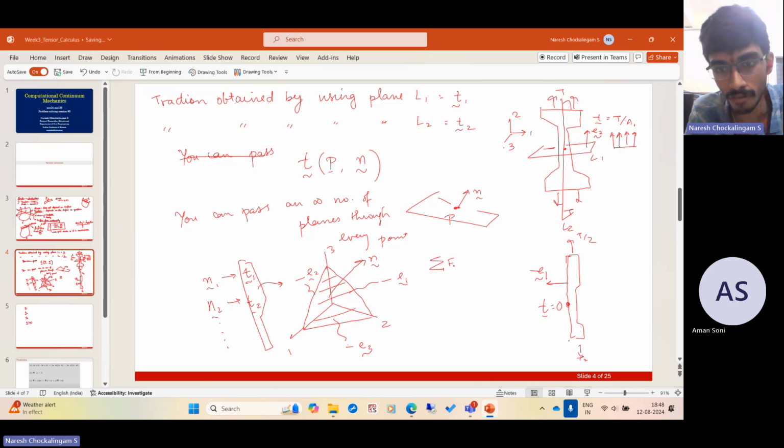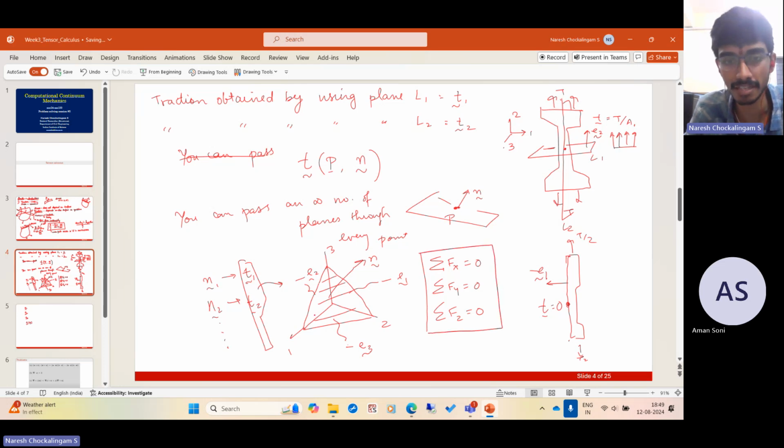That is, the sum of all forces in the x direction should be 0. Sum of all forces in the y direction should be 0. And sum of all forces in the z direction should be 0. And as you shrink the tetrahedron to a point, the moments are not really important because a point has no rotational degree of freedom and a point has no dimensions. Therefore, it is sufficient to enforce the force equilibrium equation. You don't need to worry about the moments as you shrink the tetrahedron to a point.